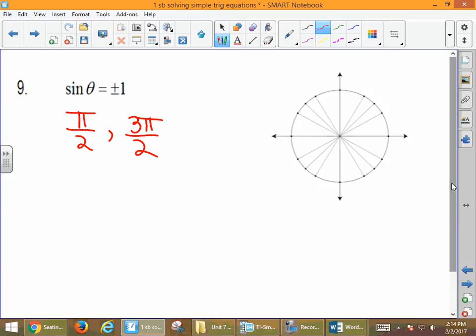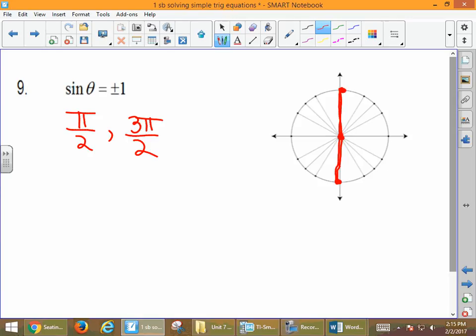So, where is that on the circle? There's pi over 2. Here's 3 pi over 2. If we connect these, do we form a diameter? Here's the center of the circle. So here to here is a radius. Here to here is a radius. We actually do form a diameter.